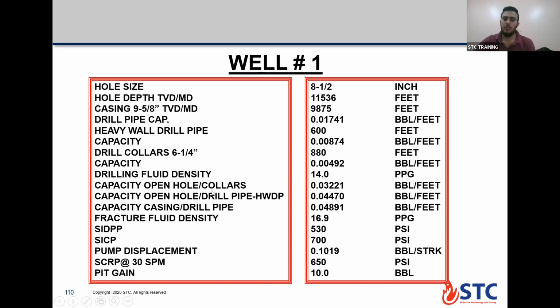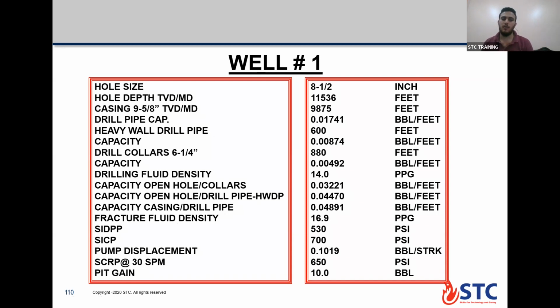Then it gives you the current drilling fluid density, okay, current mud weight. Then the capacity of the open hole with the collar, then the capacity of the open hole with the drill pipe and heavy weight drill pipe section, then the capacity of the casing with the drill pipe. And here the fracture fluid density. This fracture fluid density may be unknown and you need to calculate it if required. Then shut in drill pipe pressure and shut in casing pressure, which you record after having a kick, after pressure stabilization, okay?